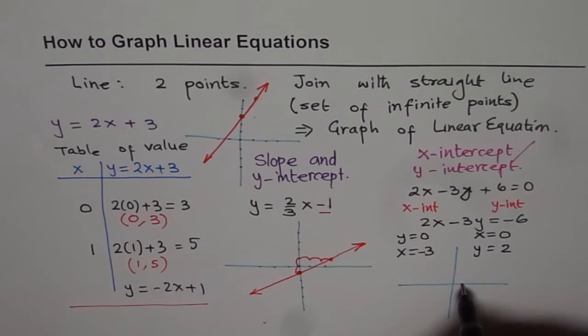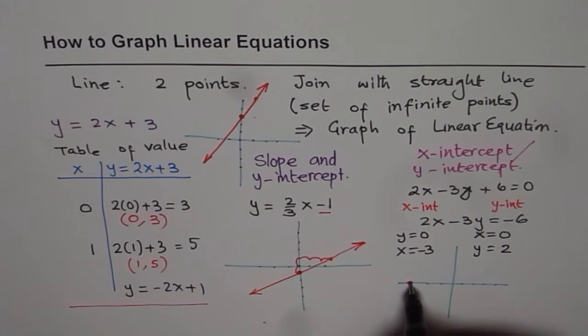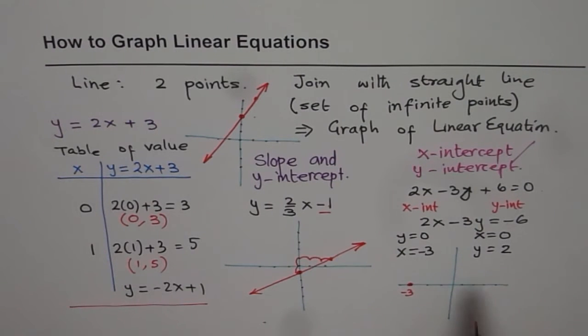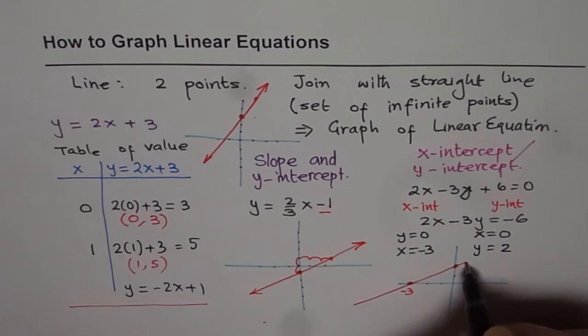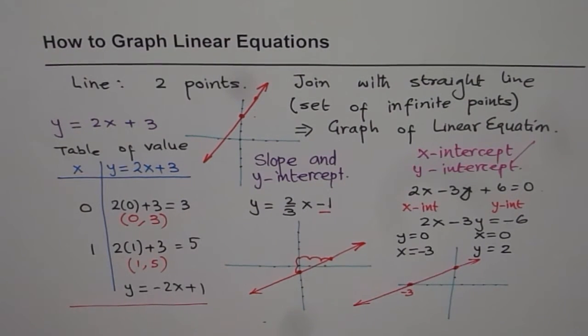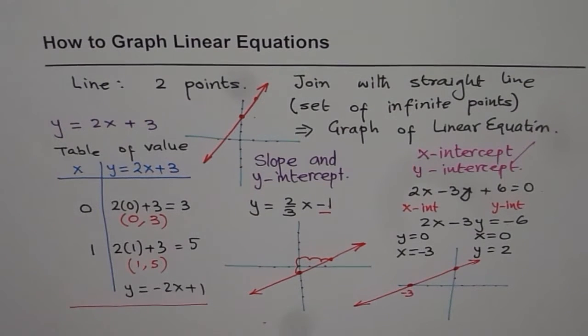So again, let's say on the x-axis, these are my points, right? Now, x-intercept is minus 3, that means 1, 2, 3. So that is minus 3 for me. The y-intercept is 2, that means 1, 2. So this is the y-intercept. Joining these 2 points with a solid straight line gives me the representation of the given equation in standard form. Do you see that? So that is how we can graph a linear equation.